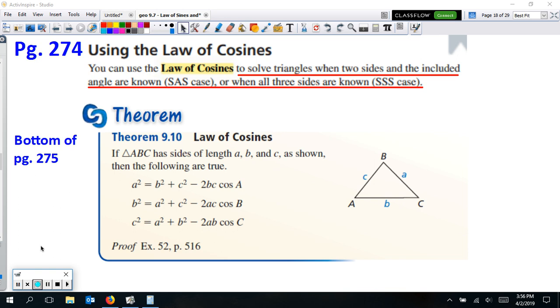Okay, so back on page 274 now in the vocabulary, let's write this down for law of cosines. You'd use the law of cosines here to solve triangles when two sides and their included angle are shown, or when all three sides are shown. So the SAS case or the SSS case. Either one of those is when you want to use the law of cosines.